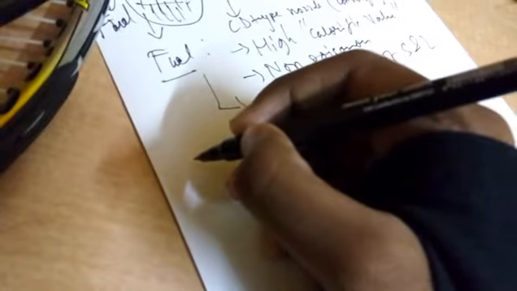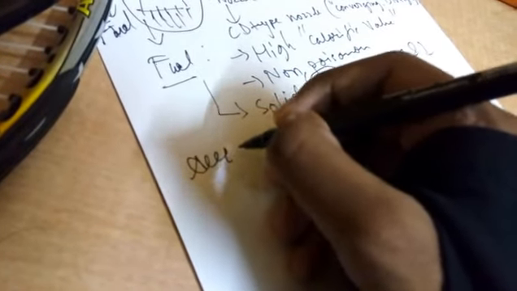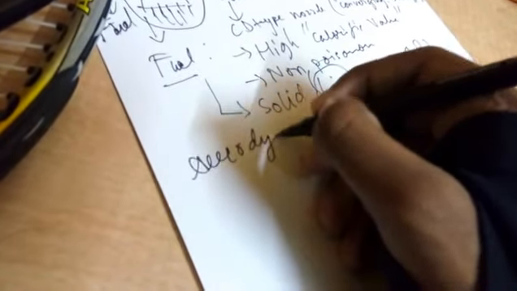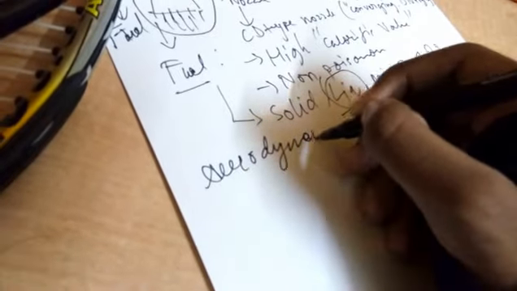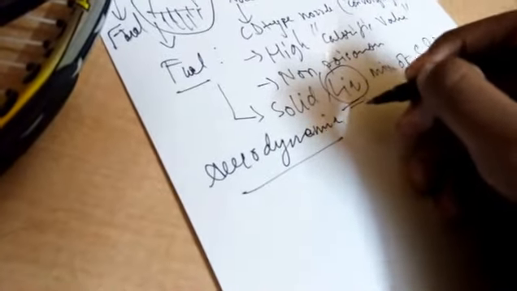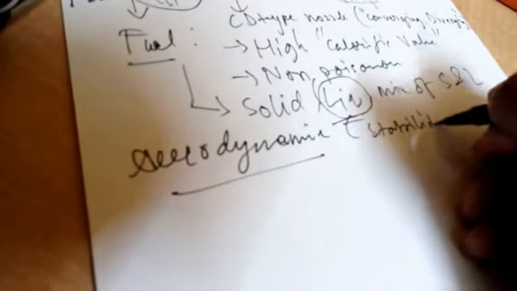Okay. Next, we should discuss something related to aerodynamics. In aerodynamics, I will specifically discuss the stability of rockets. Now, suppose you have a rocket like this.